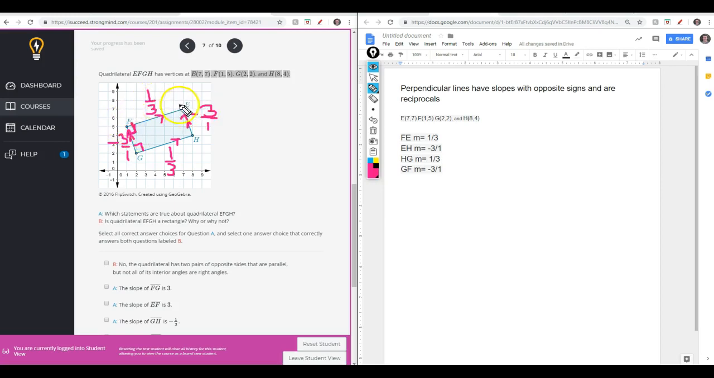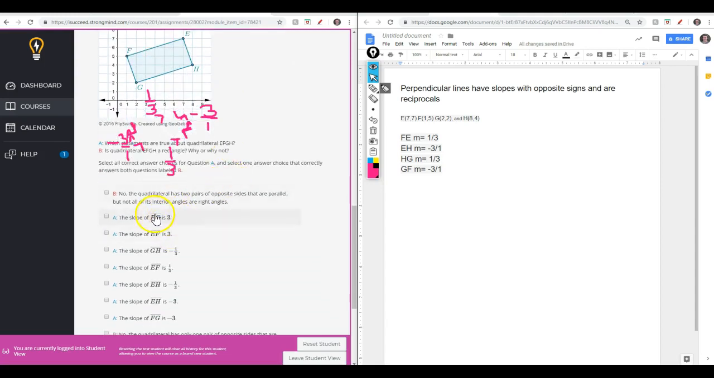And again, if we compare FE's other adjacent side, EH, the slopes 1/3 and -3/1 are opposites in signs, and they're reciprocals, which means they look like they flipped on their heads. So that means that's perpendicular lines and a 90 degree angle. EH's adjacent side, GH, their slopes are opposite signs, -3/1 and +1/3, and they are reciprocals, 3/1 and 1/3. So that is a 90-degree angle right there too. So yes, it is a rectangle.